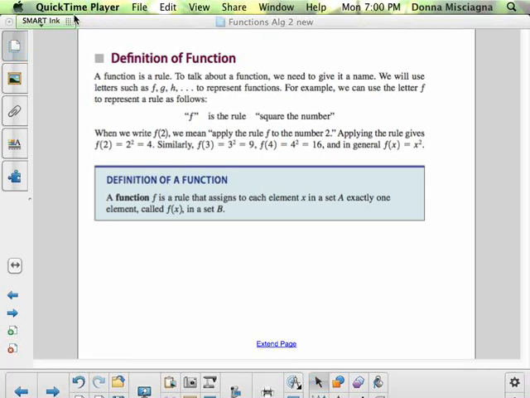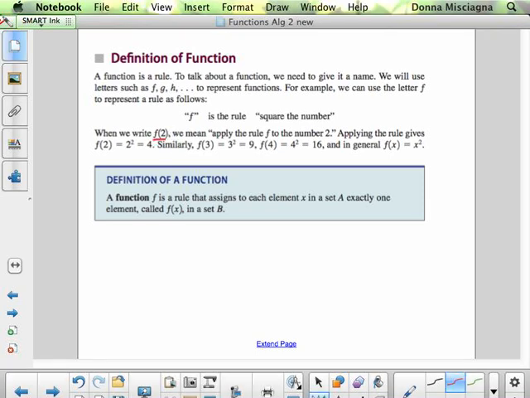A function is a rule. To talk about a function, we need to give it a name. We use letters such as F, G, and H to represent functions. For example, we can use the letter F to represent a rule as follows. F is the rule, square the number. So if we write F(2), this is read as F of 2. When we write F of 2, we mean apply the rule F to the number 2. Since the rule is square the number, we would square 2, which is 4.